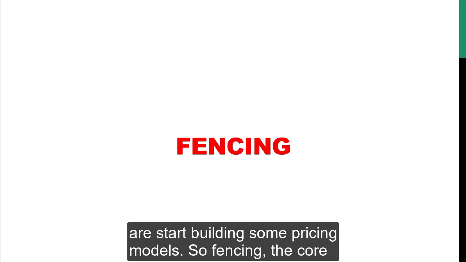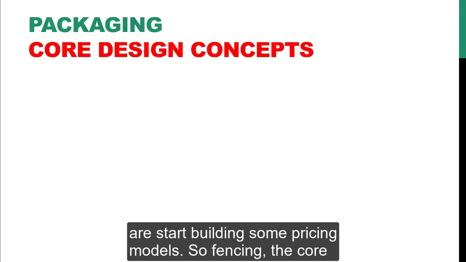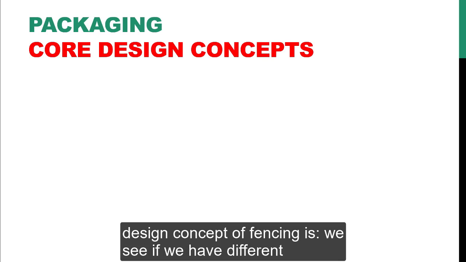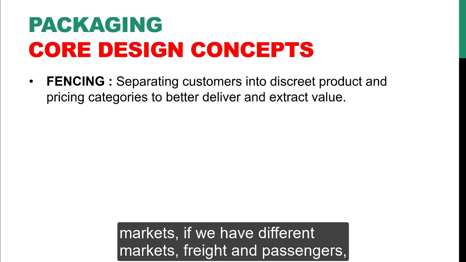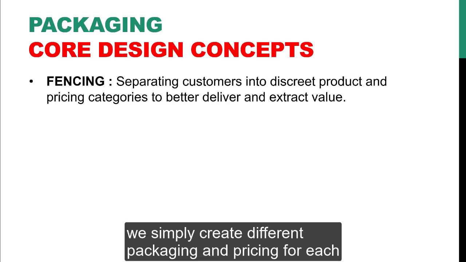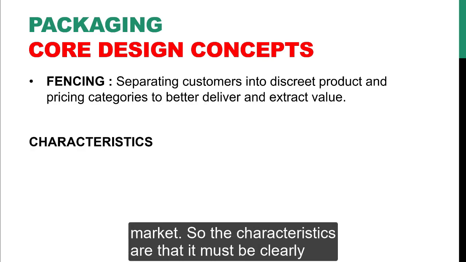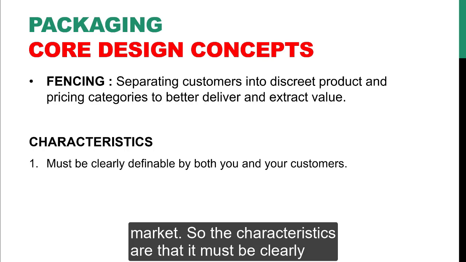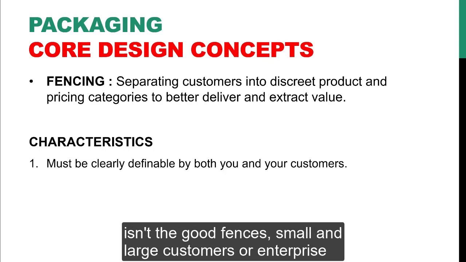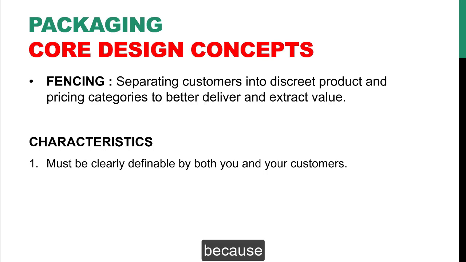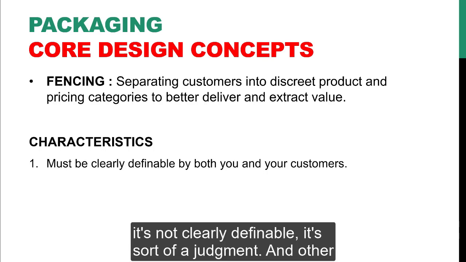So, fencing. The core design concept of fencing is that if we have different markets, freight and passengers, we simply create different packaging and pricing for each market. The characteristic is that a fence must be clearly definable by both you and your customers. An example that isn't a good fence is small and large customers, or enterprise and non-enterprise, because it's not clearly definable. It's sort of a judgment.